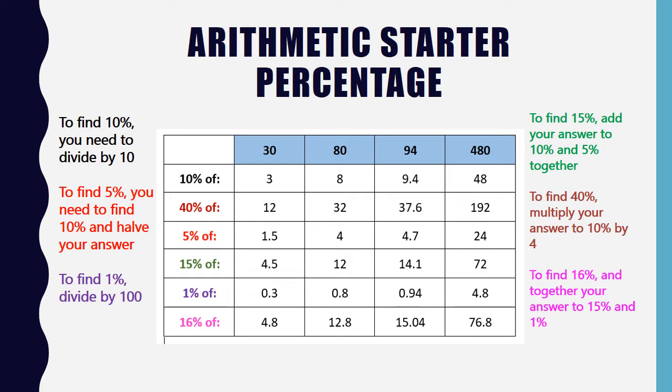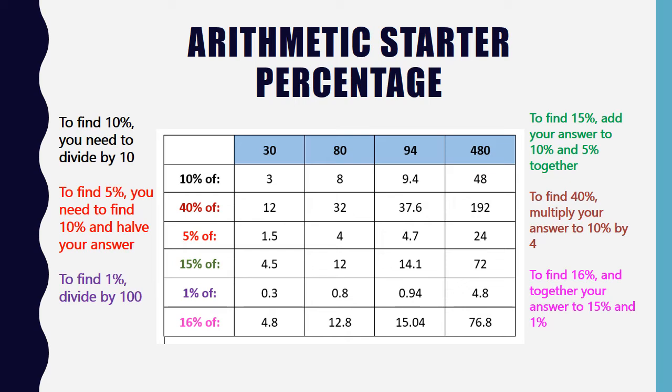Now we know 10%, 40% and 5%, but 40% is not going to help us with the 15%. Instead, with our 15%, we know 15 is made up of the numbers 10 and 5. So we take our 10%, we take our 5% and we add them together to find 15%.